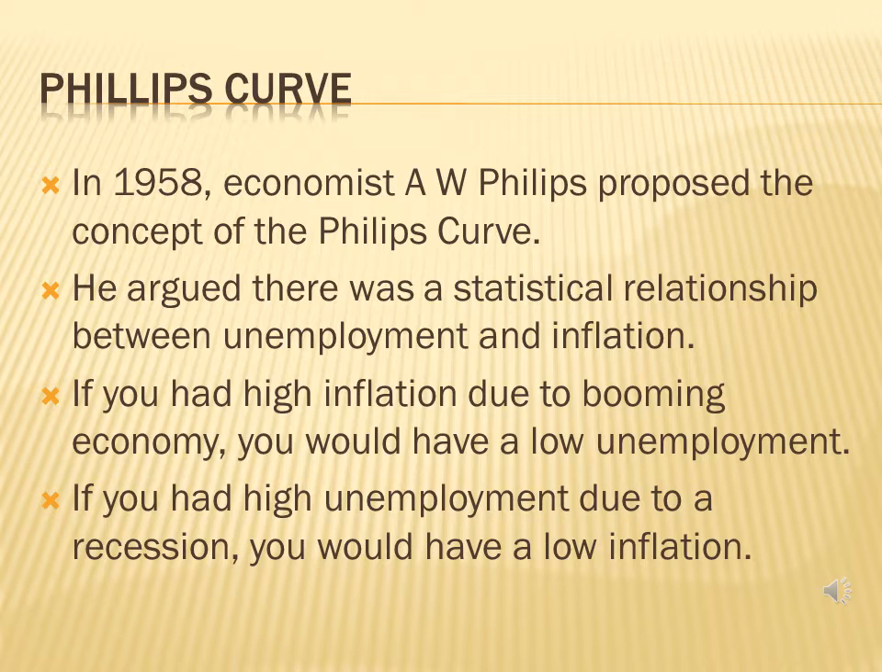Phillips curve. The Phillips curve is a statistical relation between unemployment and inflation named for A.W. Phillips, who examined the relation in the United Kingdom and published his results in 1958. According to the Phillips curve, if you had high inflation due to the booming economy, you would have a low unemployment. If you had high unemployment due to a recession, you would have a low inflation.